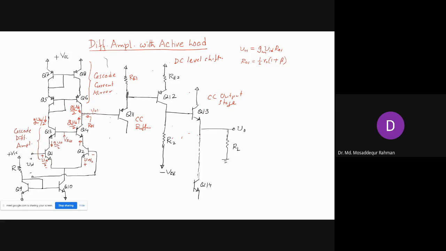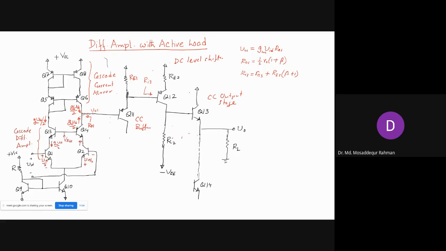Now we are going to the output side, and the output side will have the DC voltage level shifter and all these stuffs. Let's say this is the input resistance of the DC voltage level shifter, which we call Ri3. Now Ri3 will be how much? That will be R pi 3 plus (beta plus 1) times Re3. So that will be the input resistance. Now, that will come in parallel with this one.